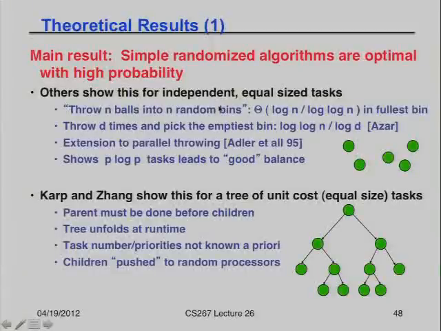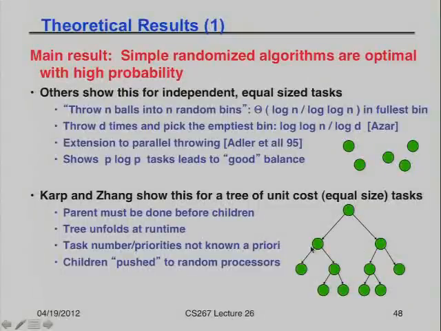And so then people said, okay, well, what if I have a more complicated situation? The tasks don't all have to be the same size, and they don't have to be independent. I still want to be random. How well can I do? So back in the 80s sometime, Karp and Zhang proved the following theorem. They kept all the tasks in equal size, but now there was a tree.